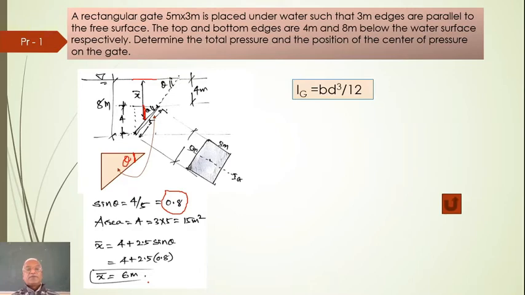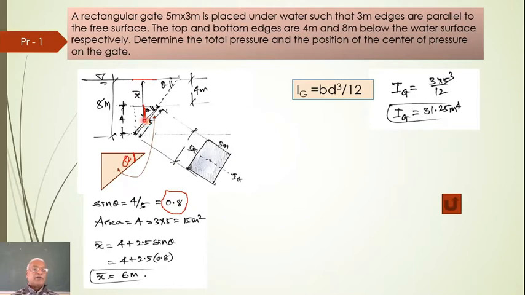Now further, Ig equal to b d cube by 12. So 3 into 5 cube by 12, 31.25 meter raised to 4. You can work it out with your calculator. Ig is nothing but the moment of inertia about the centroidal axis. Here is the centroid. So moment of inertia has to be calculated about an axis this way, because this is an axis perpendicular to this point.